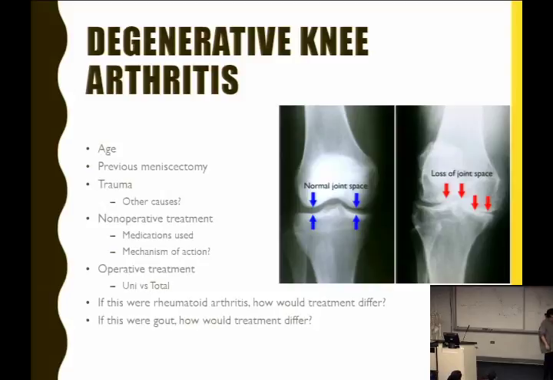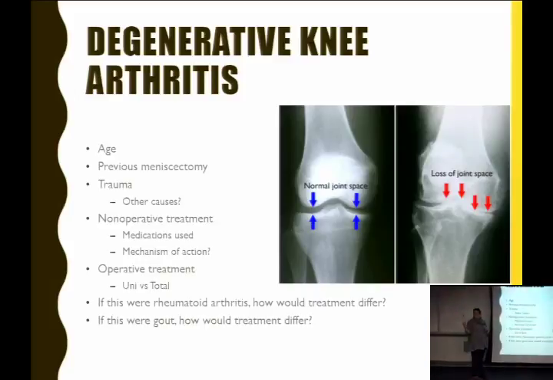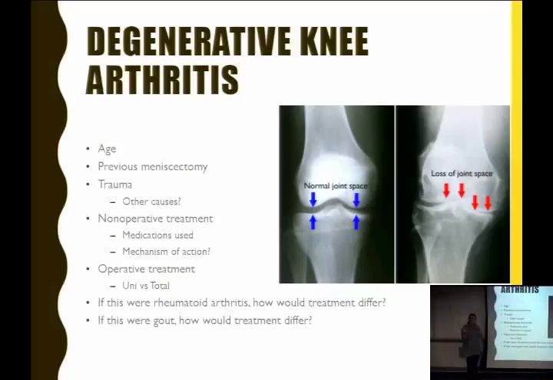And one of the things that can cause it is a previous meniscectomy. But what are other things that cause osteoarthritis? Being overweight. You can have trauma. You could have a traumatic osteoarthritis. One other general thing that just happens to everybody. Wear and tear. Degenerative osteoarthritis. Good. Okay.